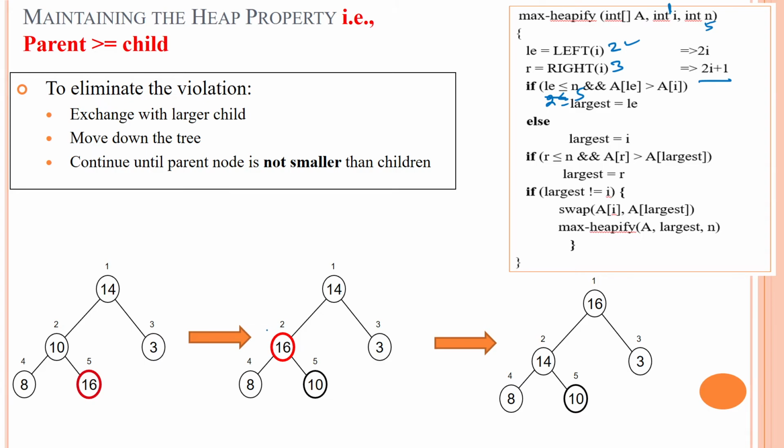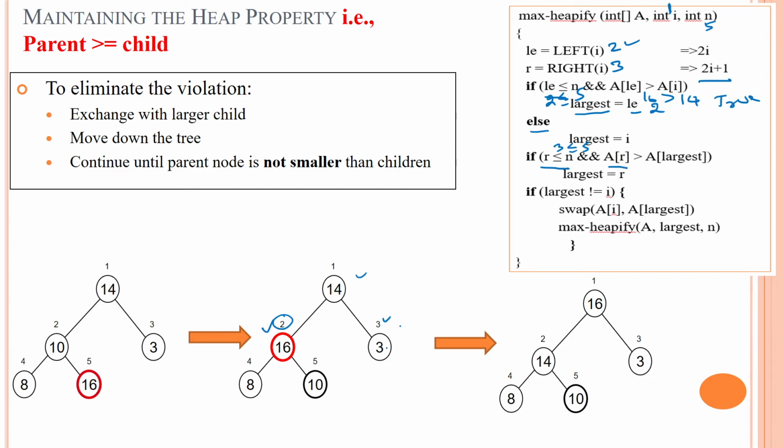A of LE is 16. So 16 greater than A of I, which is 14. So 16 greater than 14. Yes, both are true. If it is true, then this line will execute. Largest will be the left index value, which is 2. So 2 is the largest index, so the else portion will not execute. Now we are checking the right child, index is 3. So 3 less than or equal to 5. Yes, the condition is true.